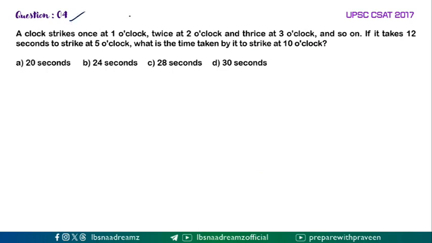Question 4. A clock strikes once at 1 o'clock, twice at 2 o'clock, and thrice at 3 o'clock, and so on. If it takes 12 seconds to strike 5 o'clock, then what is the time taken by it to strike at 10 o'clock? So using two methods, we can find the answer. See, for 5 o'clock, it is taking 12 seconds. So we need to find for 10 o'clock.